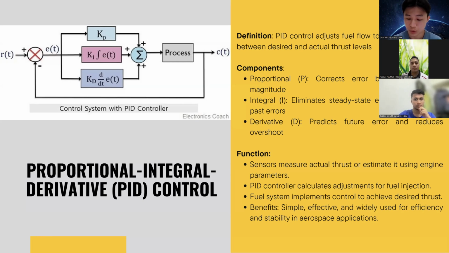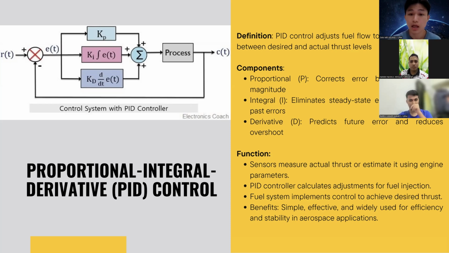PID, also known as proportional integral derivative control, is a very common control strategy used in engine thrust control for the turbofan engine. Its main purpose is to adjust the fuel flow to minimize the error between the desired thrust and the actual thrust produced. It has three components.